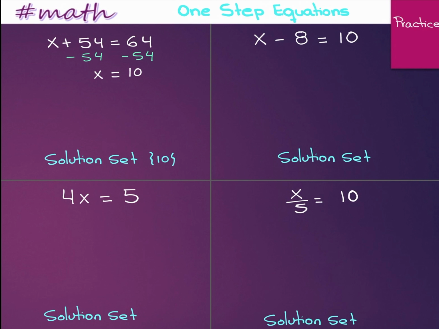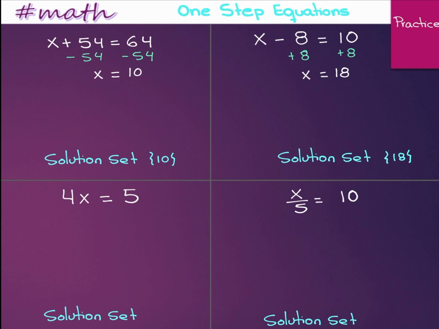For the next example, 8 is being subtracted from x. So we want to add 8 on both sides of the equation. And we're left with x on the left-hand side equal to 10 plus 8, which is 18. And then the solution set is the set containing the number 18.